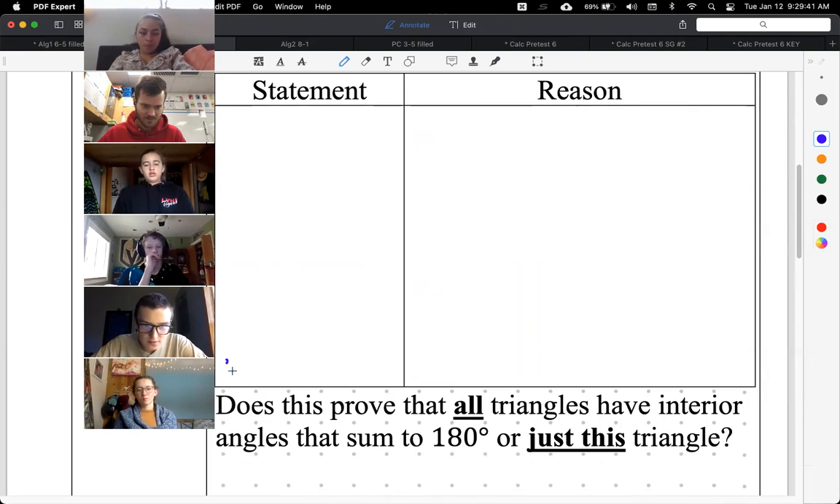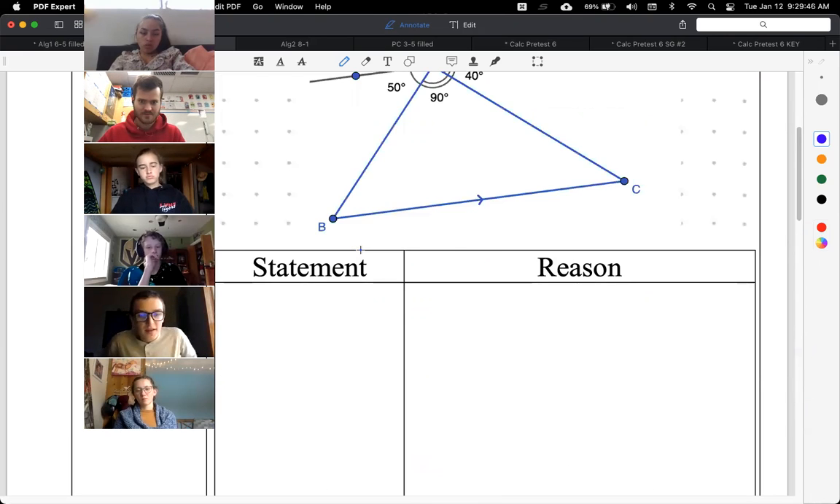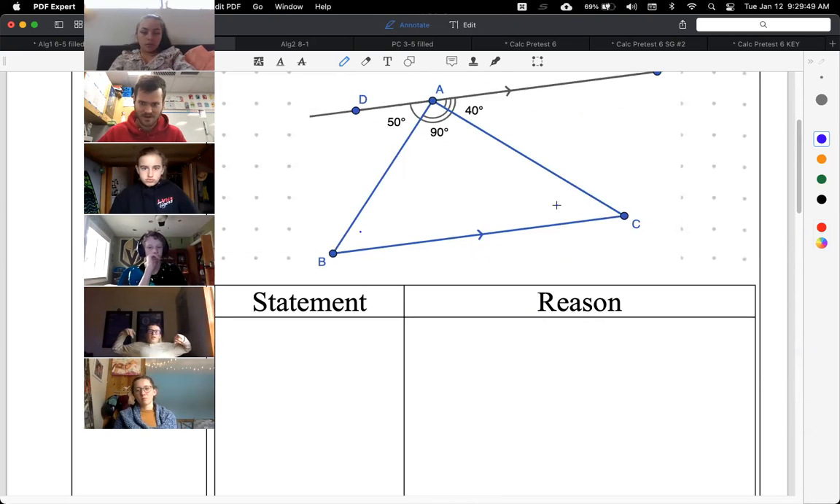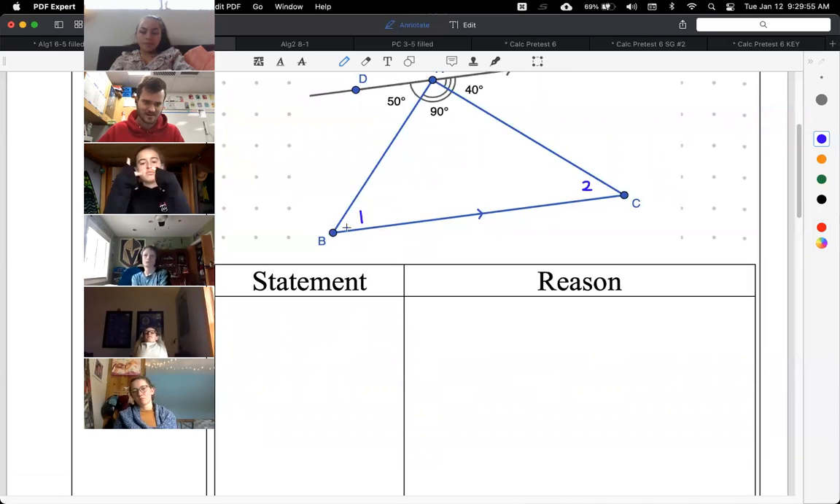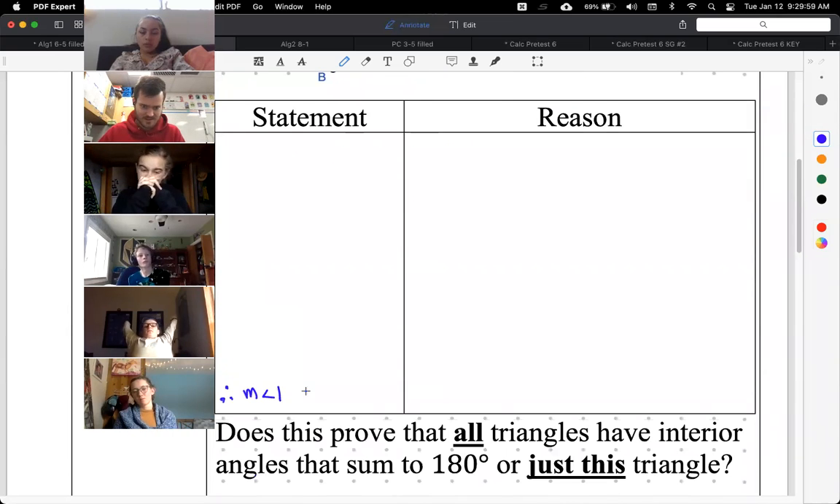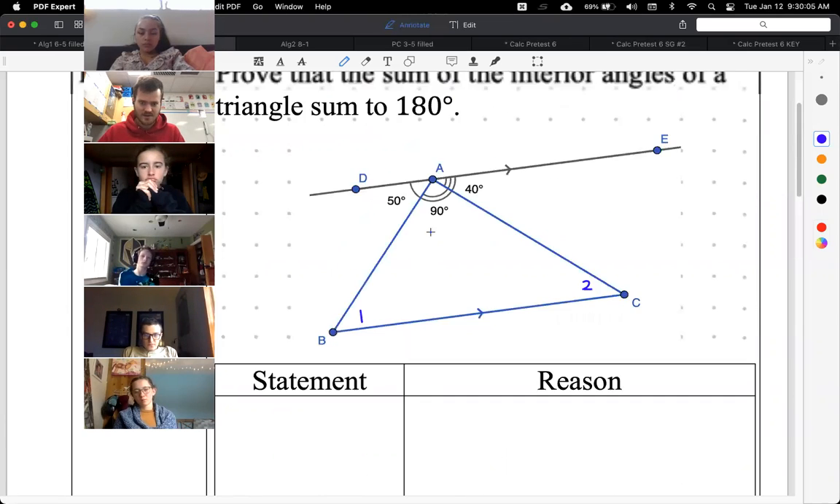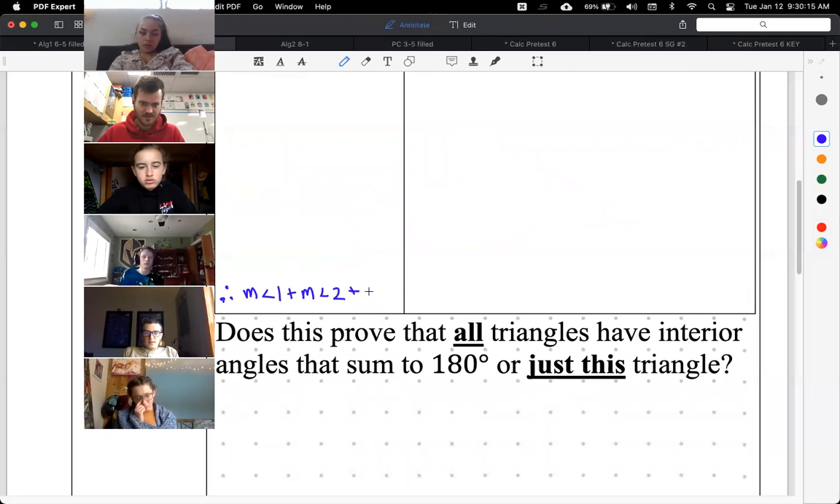I will say, therefore, the measure of angle, I'm going to call this angle 1 and angle 2 to make this as simple as possible. I don't want to say measure of angle ABC, because if I'm talking about 1, it's clearly that angle. So I'm going to say measure of angle 1 plus measure of angle 2 plus measure of, I do have to be specific about this one. If I say measure of angle A, what am I talking about? I have to say BAC in this case. Say measure of angle BAC.